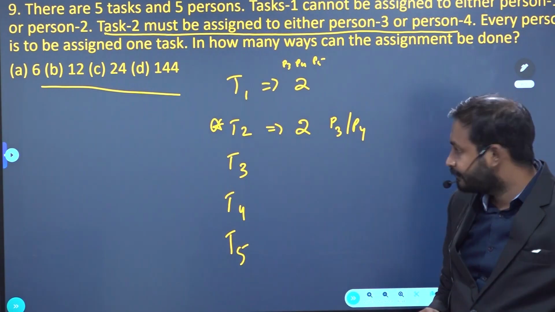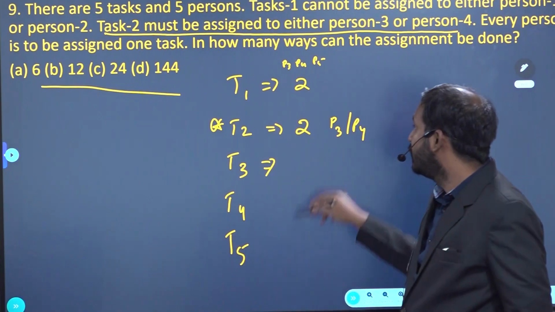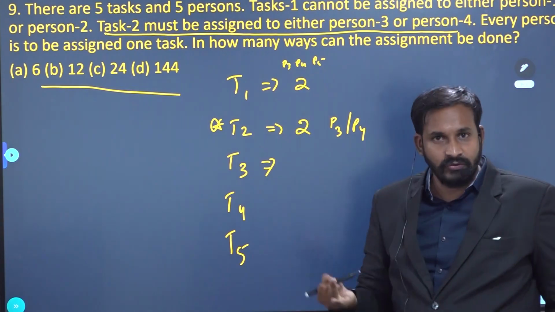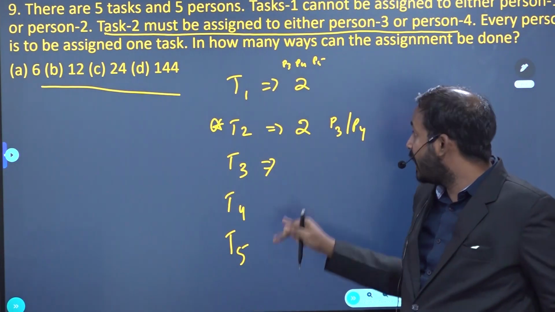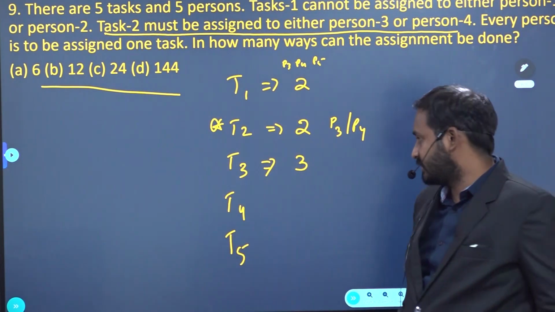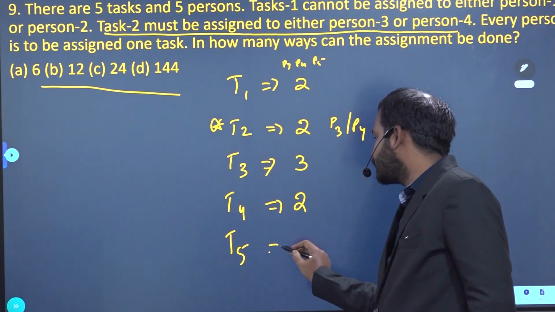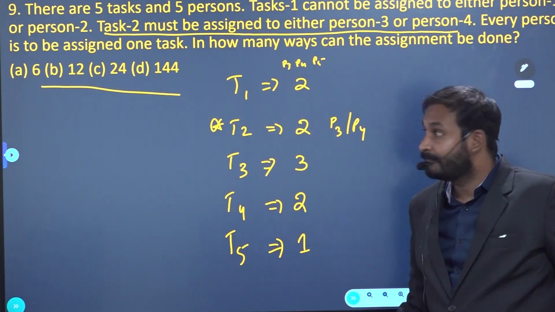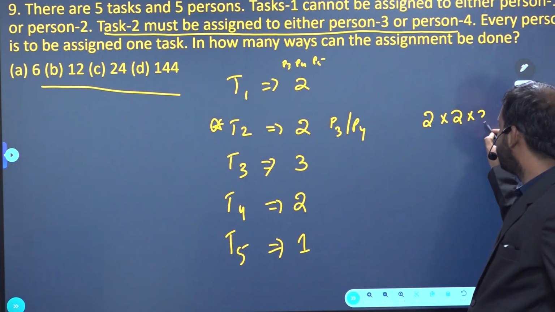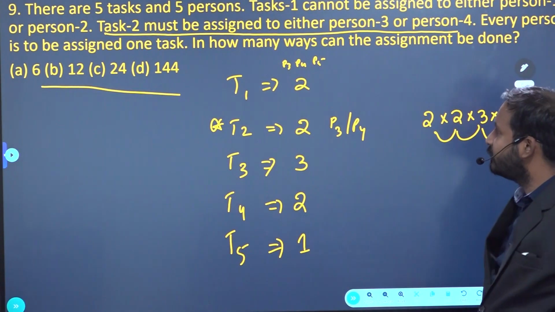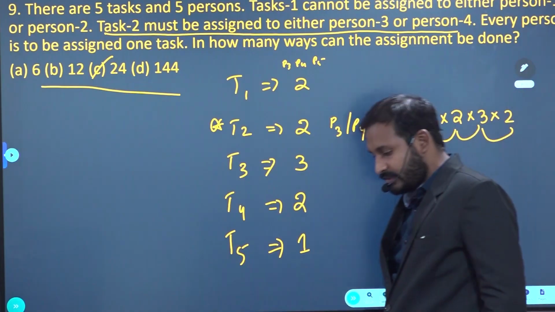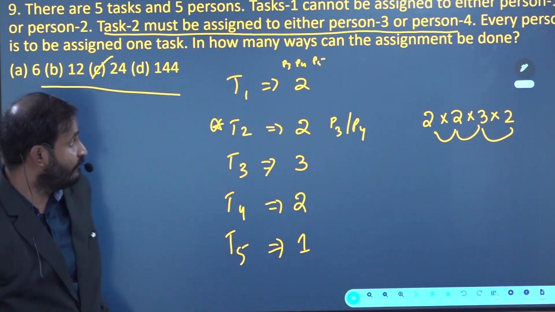Only 2 chances. Now from task 3 onwards, out of 5, what are the possibilities for task 3? Persons 1 and 2 are left for us, and 1 among person 3 and 4. So for task 3, 3 chances. For task 4, 2 chances. For task 5, only 1 chance, because already they are assigned. We cannot assign multiple persons, right? So our answer becomes 2 into 2 into 3 into 2. 2 2s are 4, 4 3s are 12, 12 2s are 24. So the task can be done in 24 different ways.